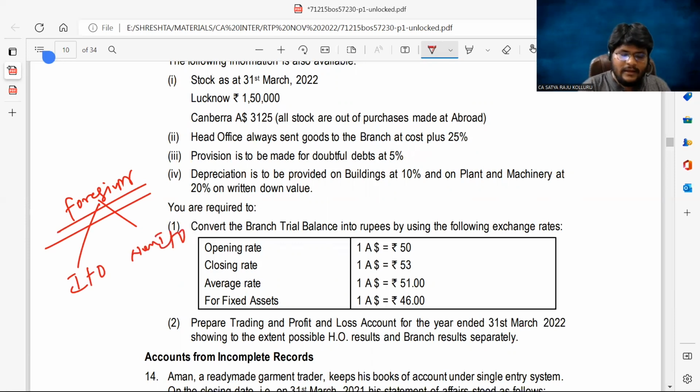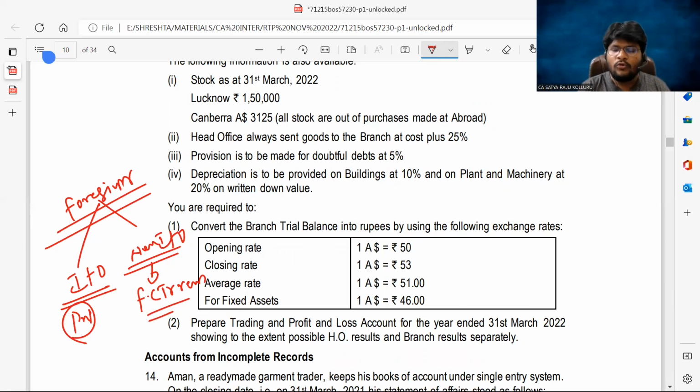Why, sir? In case of an integral foreign operation, at the time of conversion, any difference in the trial balance, that foreign currency loss, you can debit to P&L. But if it is a non-integral foreign operation, you need to transfer it to the foreign currency translation reserve. If it is a profit, it is a positive figure; if it is a loss, it is a negative figure. You need to carry it forward in the reserves and surplus. That is one difference. And one more difference.